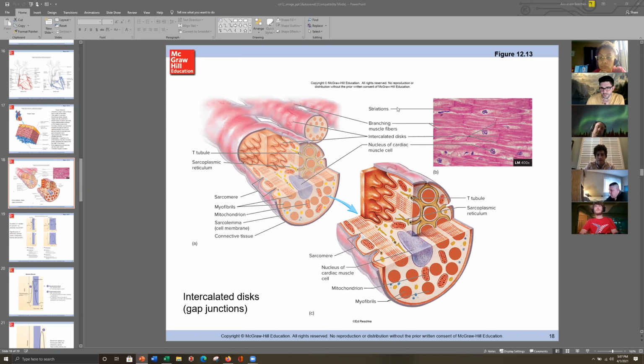But one of the differences here is that we have these large intercalated discs, right? They act almost like gap junctions between cells. But these structures are essentially what act as a buffer system for conducting electrical potentials between cells.